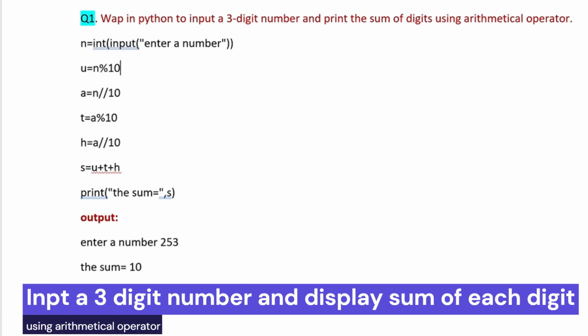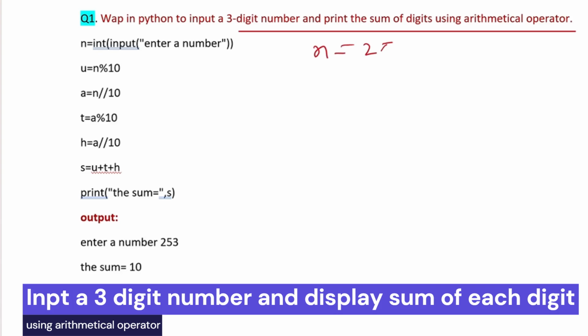Write a program in Python to input a 3-digit number and print the sum of digits using arithmetical operators, not using a loop. Enter a 3-digit number. Let, for example, n equal to 253. Then we have to find each digit. This is your unit digit, this is your 10's digit, this is your 100's digit.